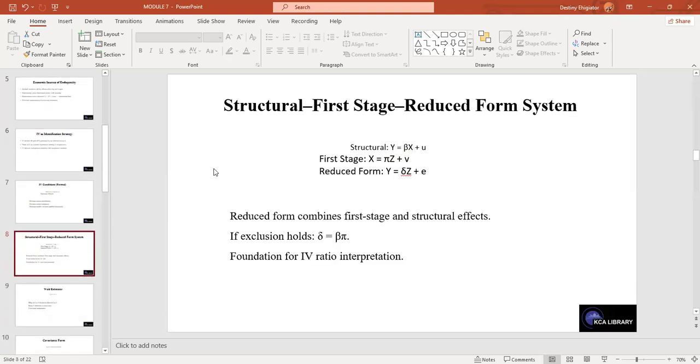Let's look at the structural, first stage, and reduced form system. This is the equation here. The reduced form combines the first stage and the structural effect. If exclusion holds, then this symbol is equal to beta times pi. This is the foundation for the IV ratio interpretation. This is the very foundation.